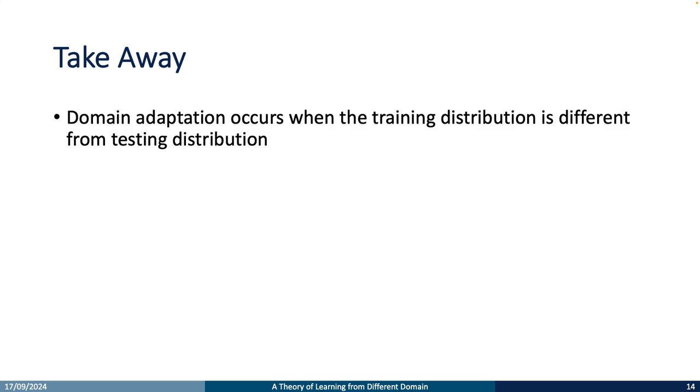Now, let's summarize the key takeaways from this presentation. The first point is that domain adaptation occurs when the distribution of training data differs from the distribution of testing data. This phenomenon is common in real-world applications and deserves careful consideration. If you're unaware that your training and testing distributions differ, collecting or synthesizing more training data may not be effective.